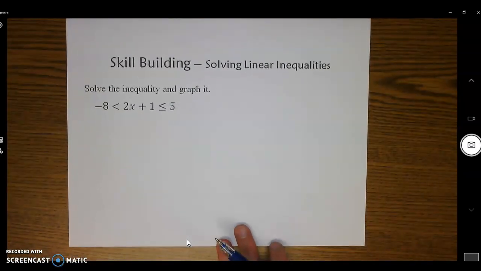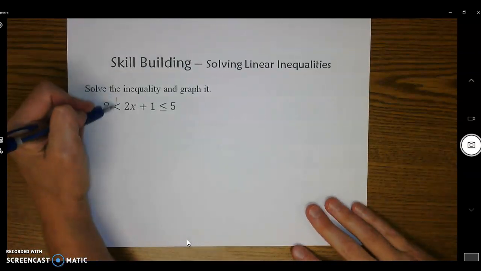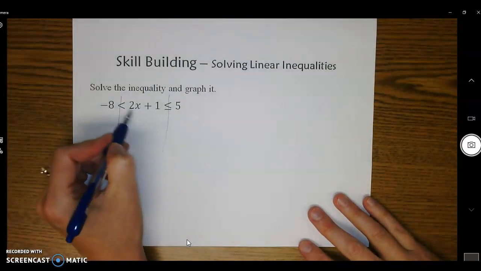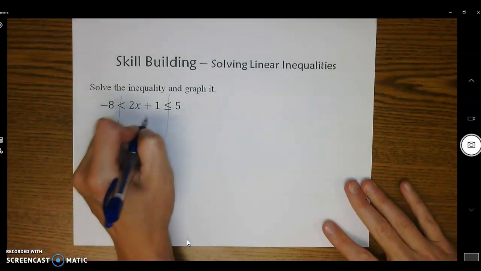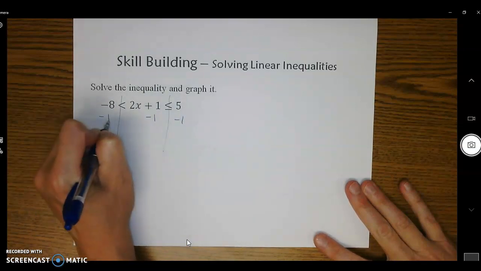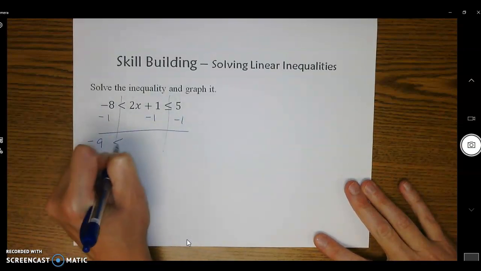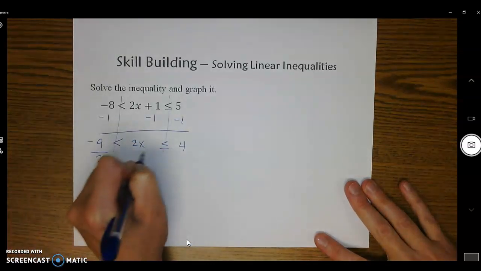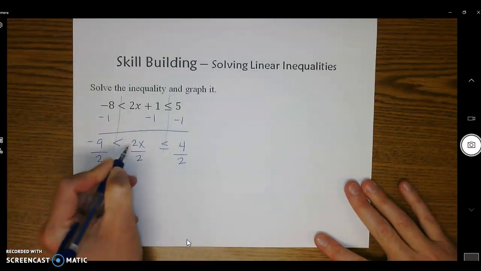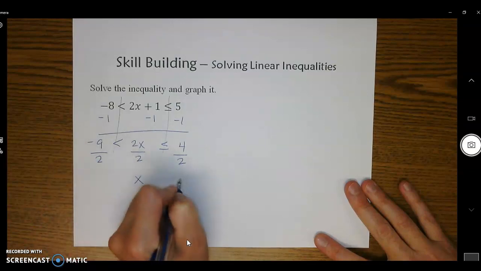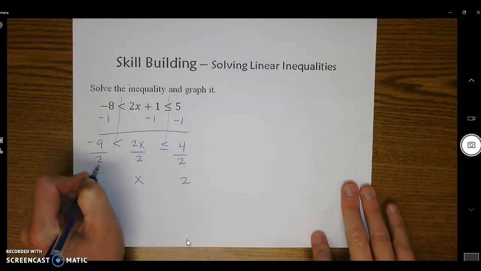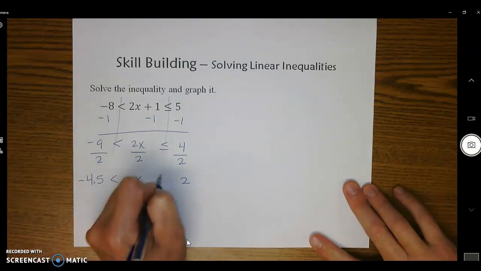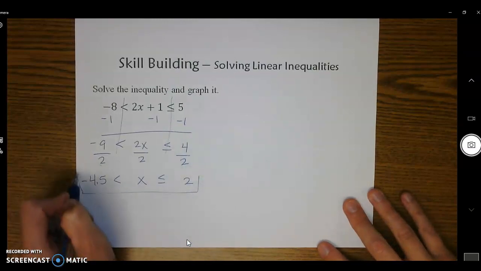Okay, here's another one. This one's getting a little more interesting now. We really have two problems going on at once, but we're going to do them all at the same time. So I'm focusing on the middle, trying to get the variable by itself. Subtract 1 from everywhere. -9 is less than 2x, which is less than or equal to 4. Divide by 2 everywhere. I'm dividing by a positive number, so I don't need to flip my signs. 9 divided by 2 is 4.5, negative. There's my answer.